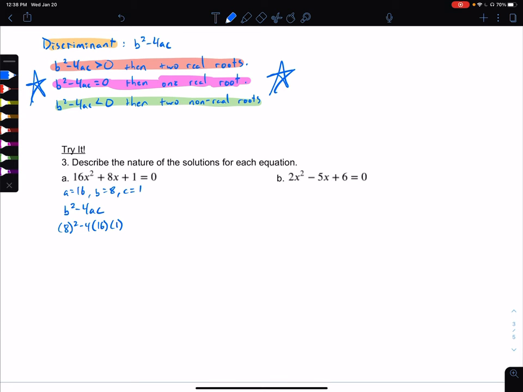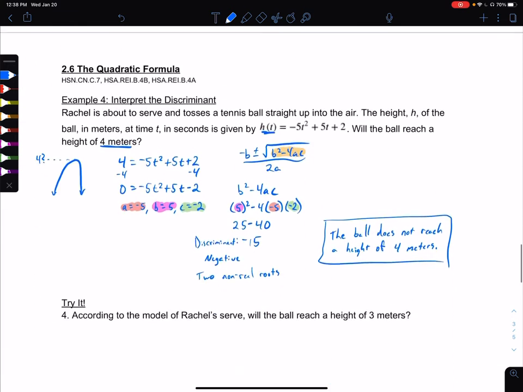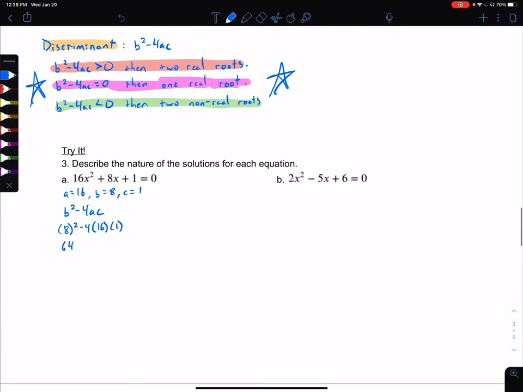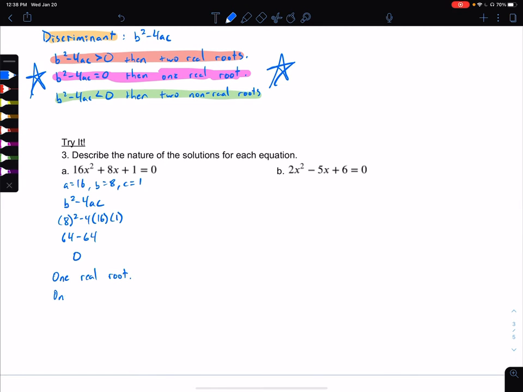So when we multiply these out, 8 squared would be 64. And then 4 times 16 times 1, that is going to be 64. So we have 64 minus 64, which clearly is 0. And what that tells us is that there is only one real root, or if you want to look at it as one real solution. You can phrase it either way. And that matches up with what we had up top, where it's highlighted in pink.